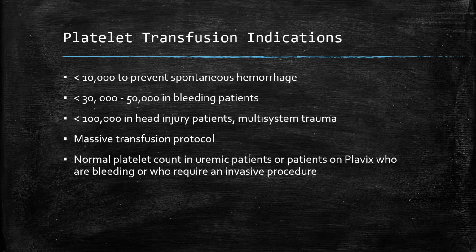And there are occasions when we would give platelets even though the platelet count is normal. Uremic patients will usually have a normal platelet count, but their platelets don't work very well. Likewise, a patient who is on Plavix for stent prophylaxis may well need platelets also if we're contemplating doing an invasive procedure or if they're actively bleeding.